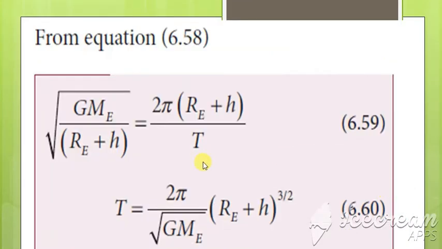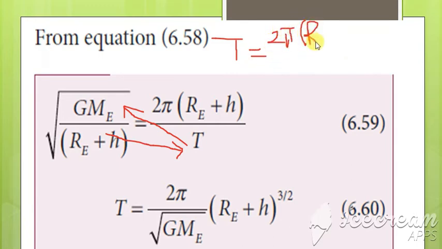Then, the speed v, as we just saw from the orbital speed, is the root of G Me divided by Re plus h, is it not? Now, how can we write this? We bring this T to this side, and this term we bring down. So we get the equation T equal to 2 pi into Re plus h, this term as it is.